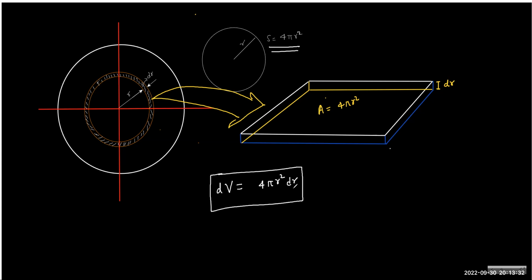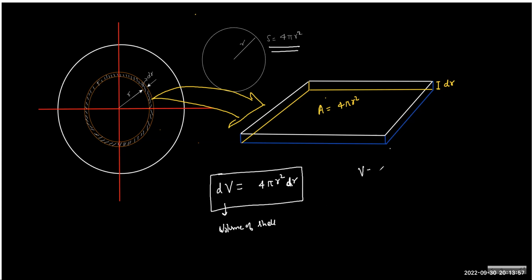It is surface area into thickness. It is the volume of a thin shell. This is called volume of shell. The volume of a shell is surface area into thickness, which is 4 pi r square dr.